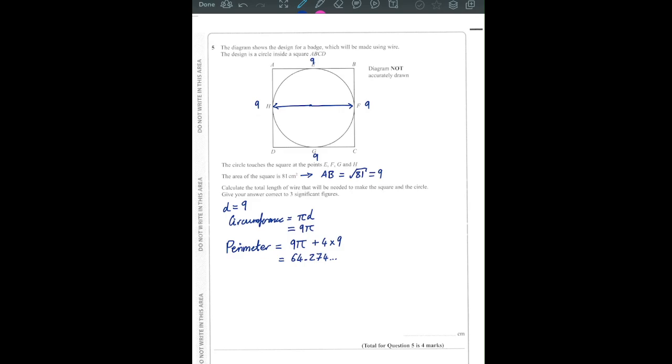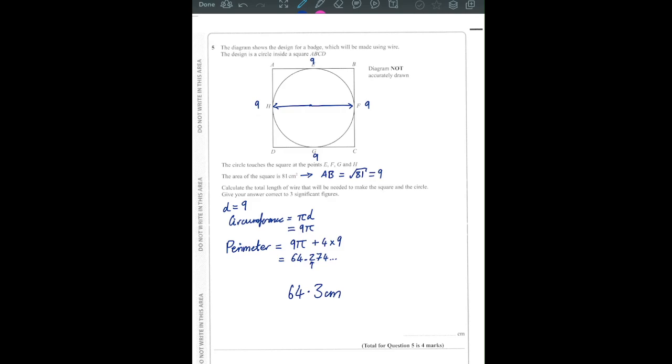Now the question did say, give your answer to 3 sig fig. The third sig fig is that 2, so my final answer is 64.3. There is centimetres already on the answer line. Being a length, we are in centimetres, not centimetres squared.